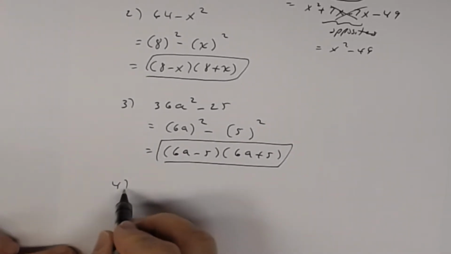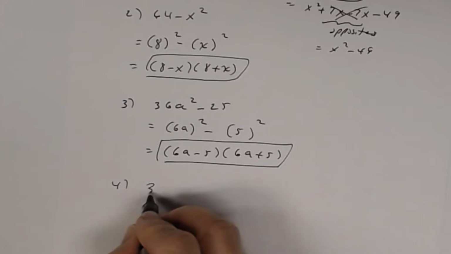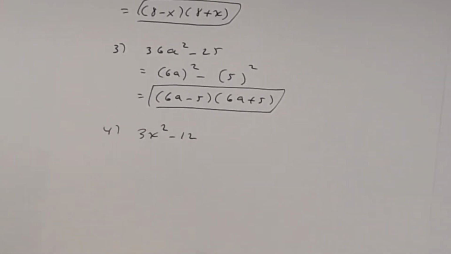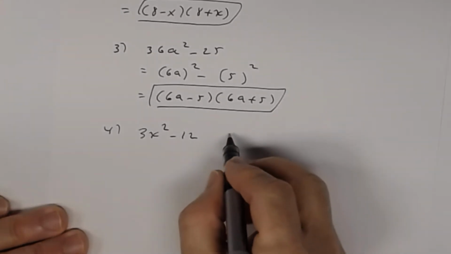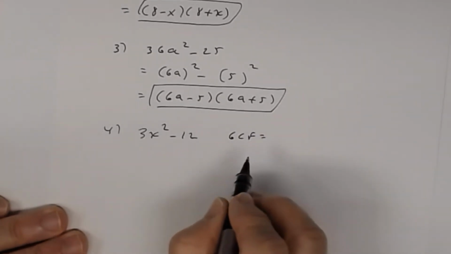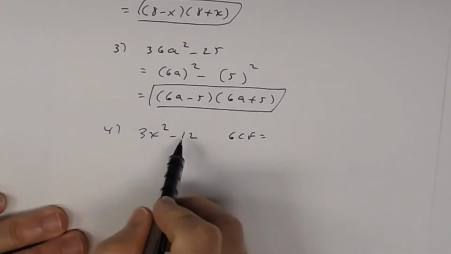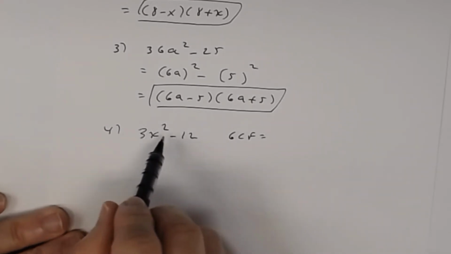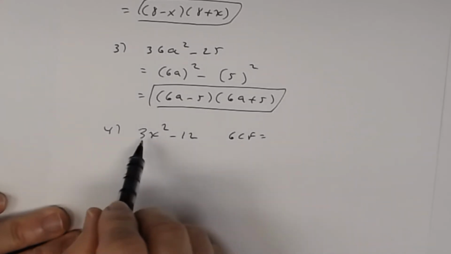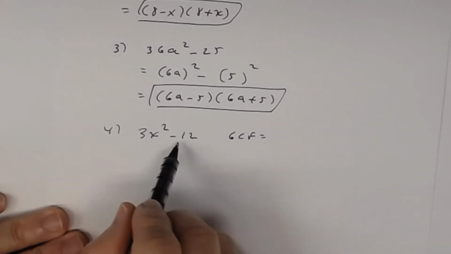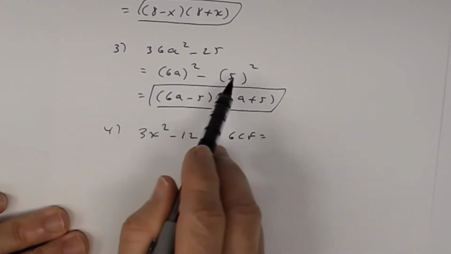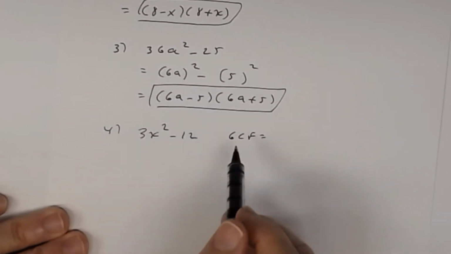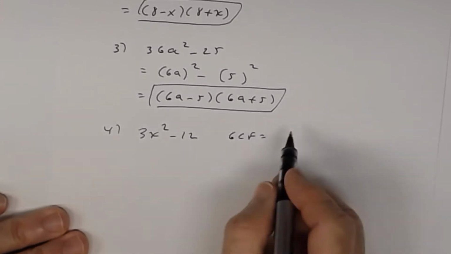Okay, number 4. Number 4, we have 3x squared minus 12. Again, remember we talked about how you have to look for the GCF first. The GCF is not 1 this time. The GCF is 3. Right away you knew that this binomial, the way it is written, you cannot fill in right away, because 12 is not a perfect square. So always look for the GCF. The GCF here is 3.